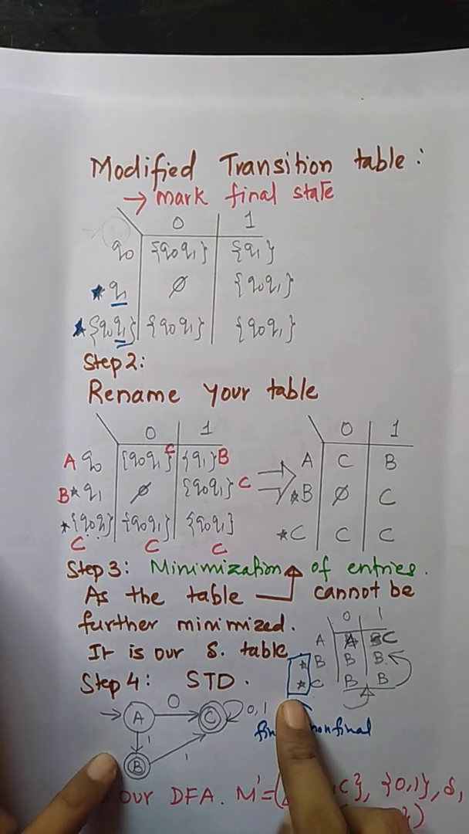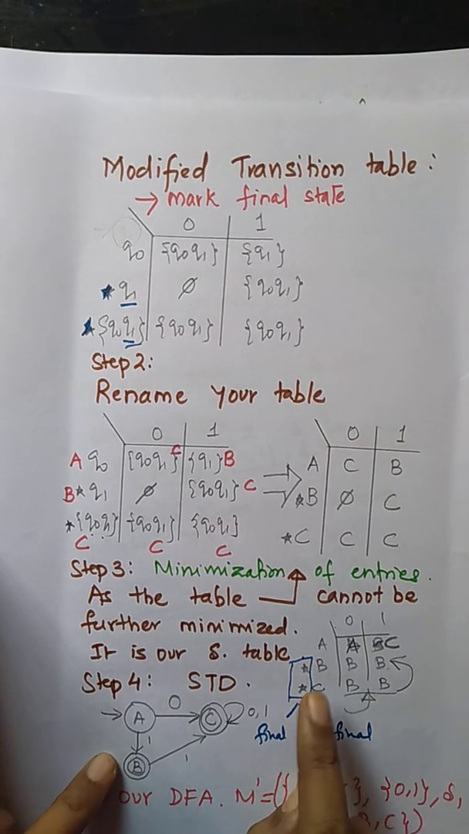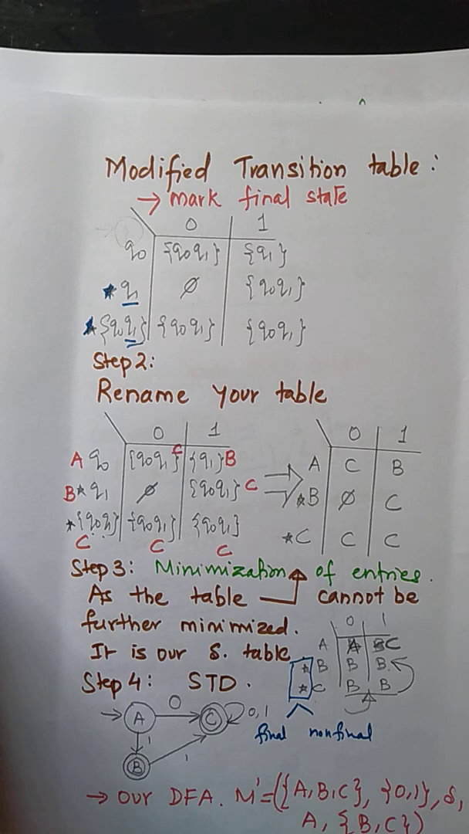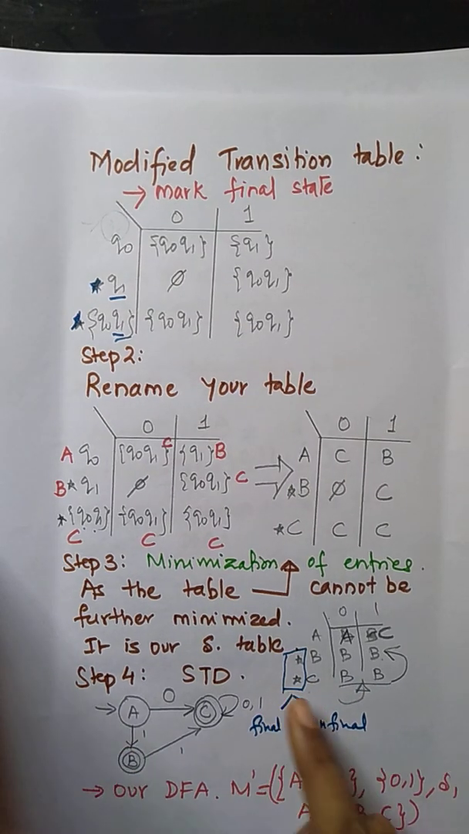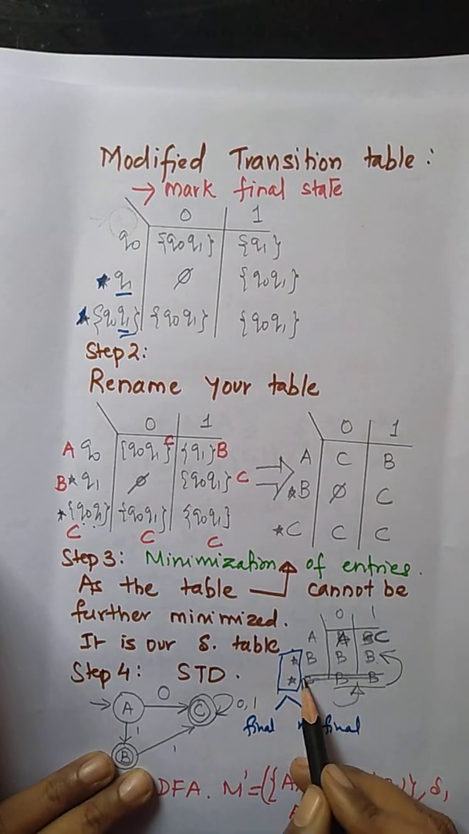What is the second step? We are going to check the status. Both have to be either final or both have to be non-final. Here both are final states. So what we are going to do? We are going to delete C from our table.